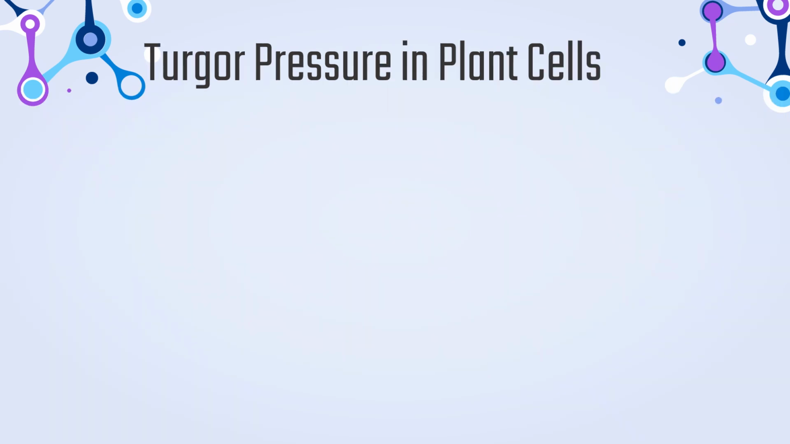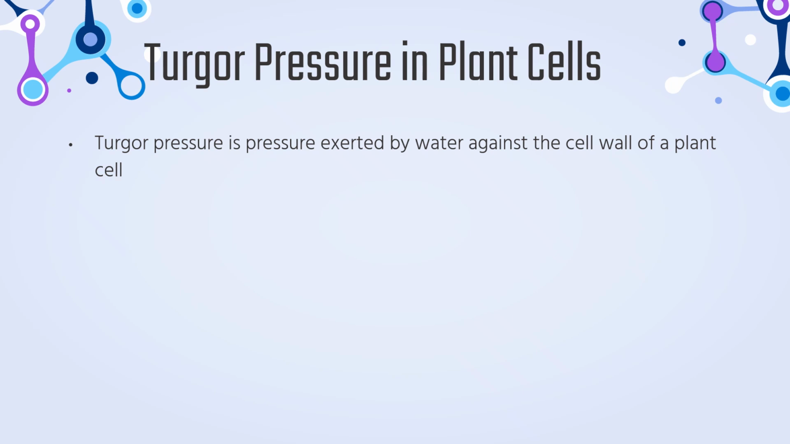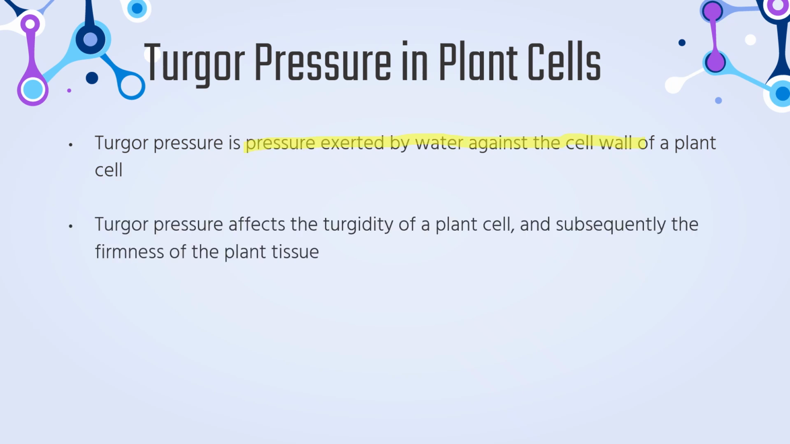So what is turgor pressure in plant cells? Turgor pressure is pressure exerted by water against the cell wall of a plant cell. So turgor pressure will affect the turgidity. High turgor pressure, high turgidity. Low turgor pressure, low turgidity.